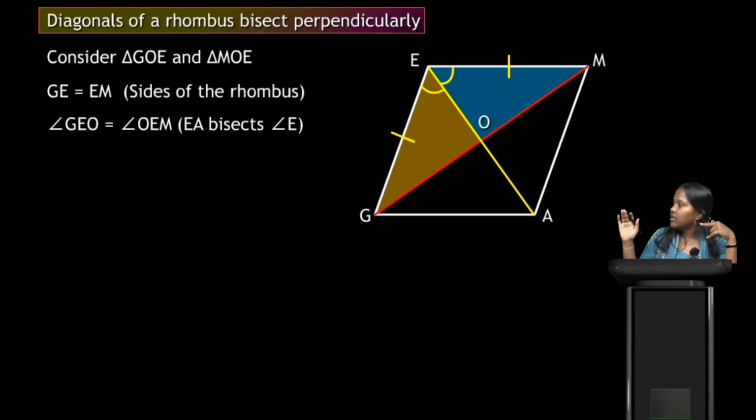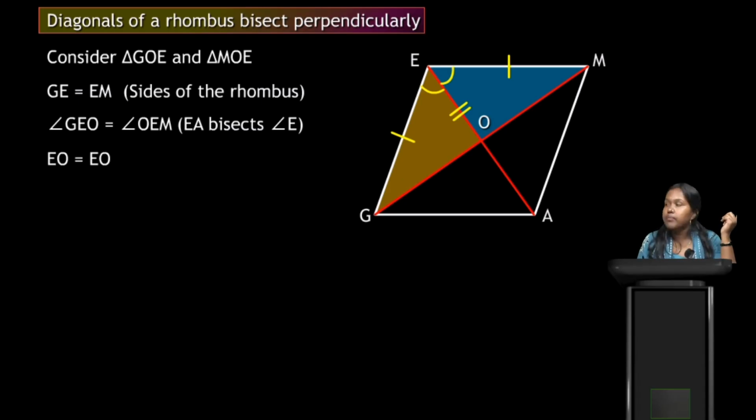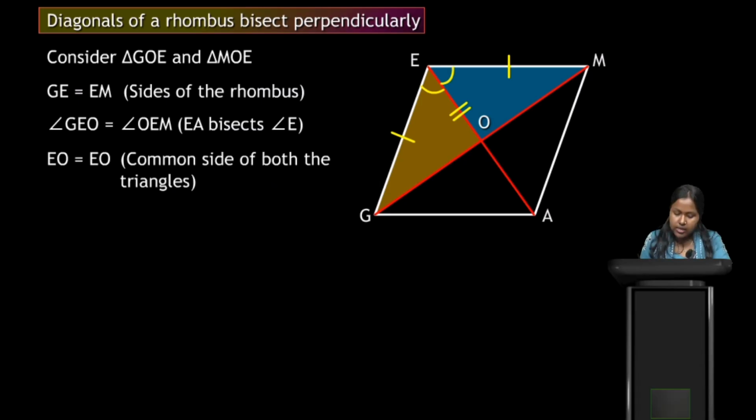That means angle GEO will be equal to OEM. We can take EO. EO is equal to EO. Why? Because it is the common side for both the adjacent triangles. So the common side for both the adjacent triangles will be equal. Okay, so OE is equal because this is common.